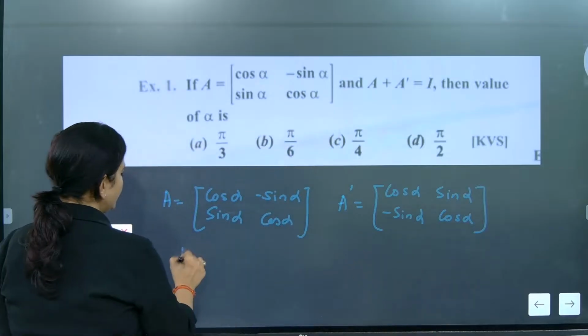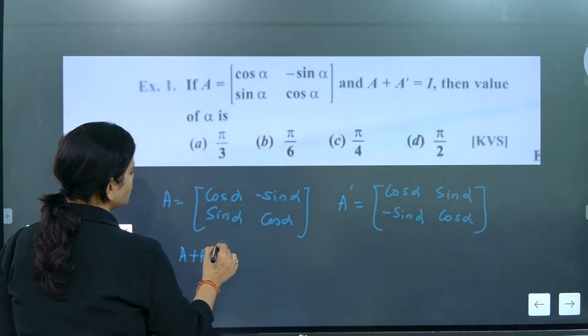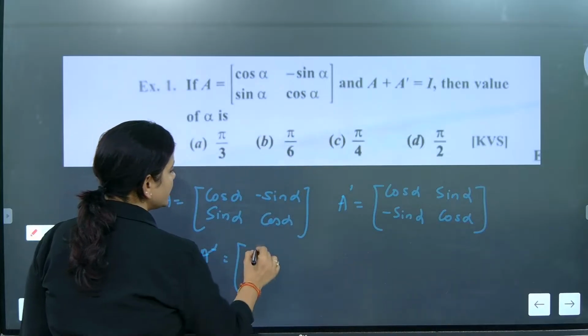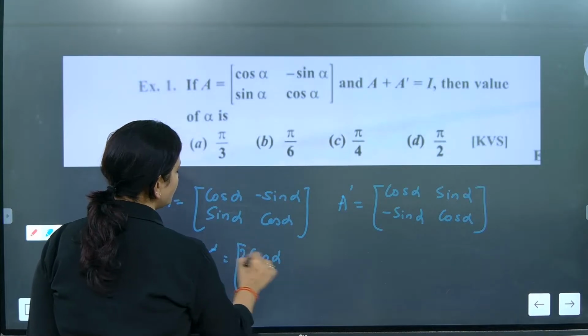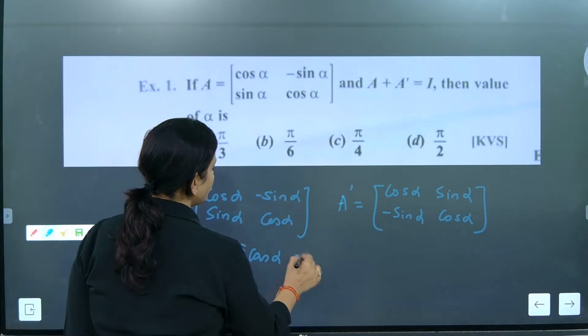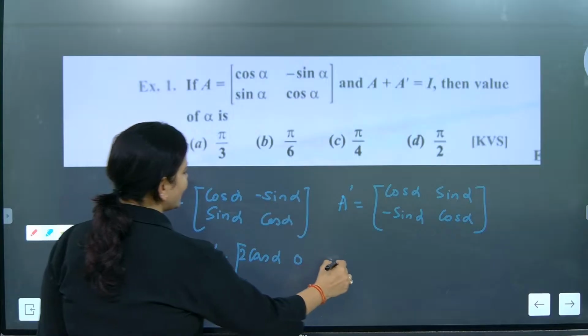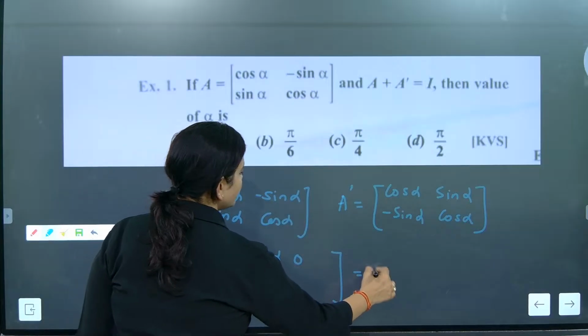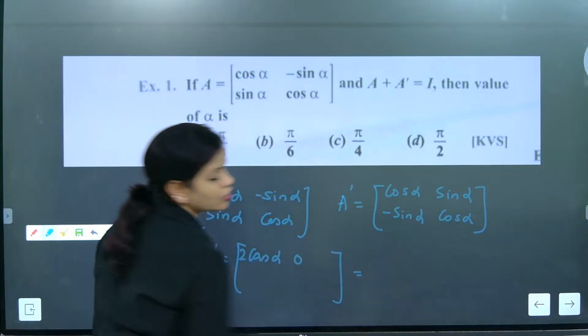When you add A plus transpose of A, cos alpha plus cos alpha becomes 2 cos alpha, and here it becomes 0. They have given that this is equal to the identity, so it is a 2 cross 2 matrix.